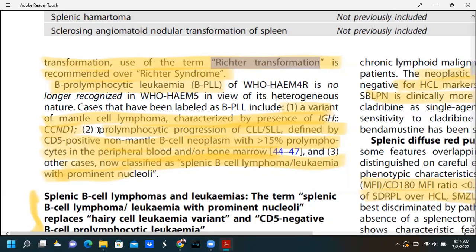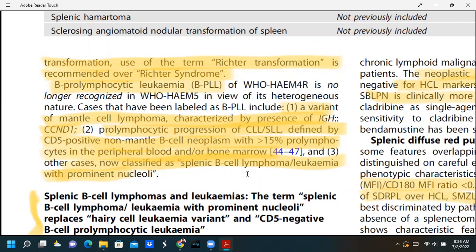In the previous WHO book, they clearly mentioned that this entity should not be classified as prolymphocytic leukemia. And apparently there must be some confusion between this entity. Yeah, go ahead. I just went through these references which they have given, 44 to 47. So these are really old references from the 70s, 80s, and 90s. So probably in those articles, they have classified them as that. And now they are saying that these are now called splenic B-cell lymphoma with prominent nucleoli.